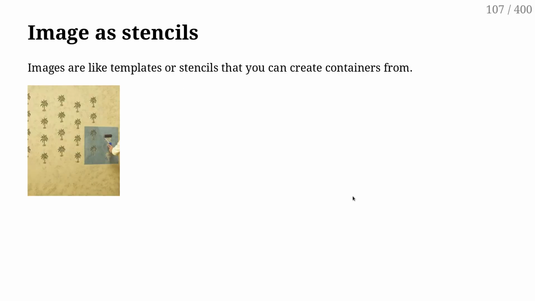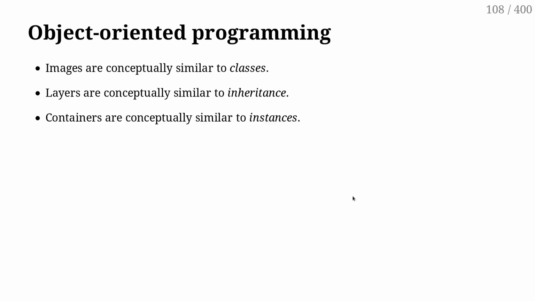A few other metaphors to explain that. We can imagine that images are like templates and you can stencil them on a wall. Since I'm a developer, I like the metaphor of object-oriented programming, where conceptually an image is a little bit like a class, and layers are conceptually close to inheritance. So each time I add a layer, I'm making a derived class that is based on a base class and can add or change methods and fields, and containers are like instances of these classes.